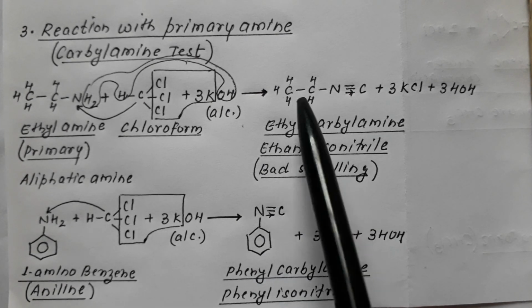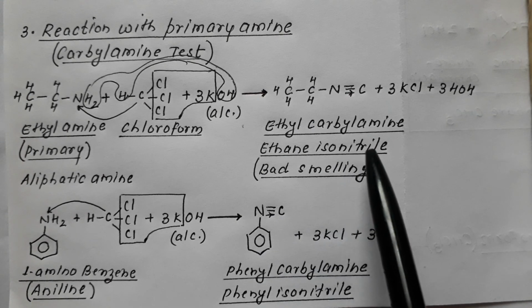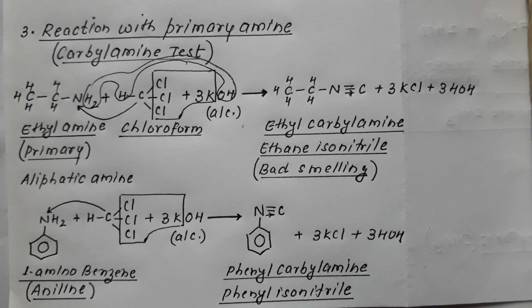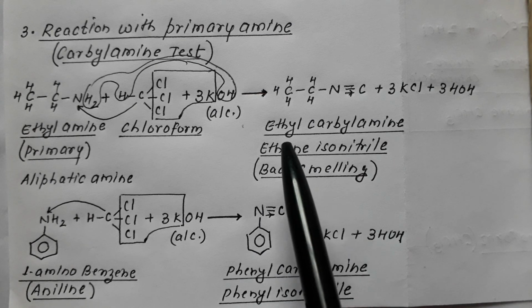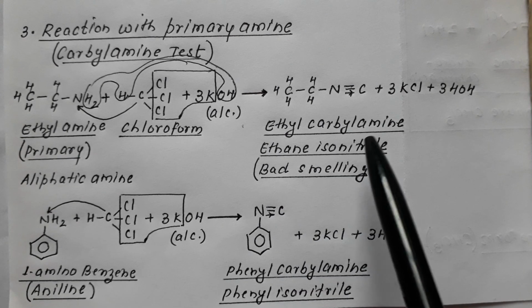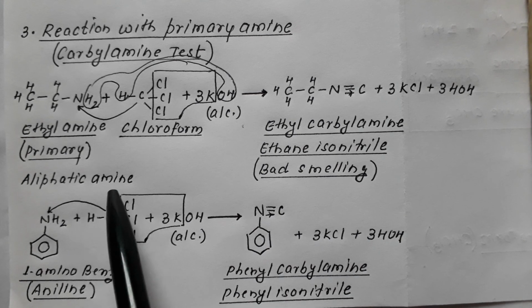So this is termed ethane isonitrile. This compound has a 2 carbon chain. This is called ethane isonitrile, and it is a very bad smelling substance. So this is a test to identify or differentiate primary amines from others, because only primary amines give this test. So into any primary amine, may it be aliphatic or aromatic, when we add chloroform and alcoholic KOH, it always gives bad smelling carbylamine as the product. This was with aliphatic, the open chain.